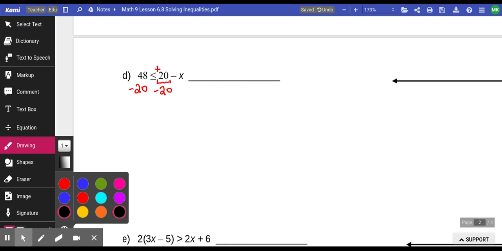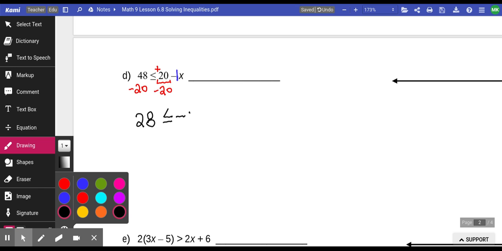When I move something, I reorganize my work. So 48 divided by negative 20 is 28. I'm still less than or equal to. And then this right here is a negative 1x. So remember, there's an invisible negative 1 there.